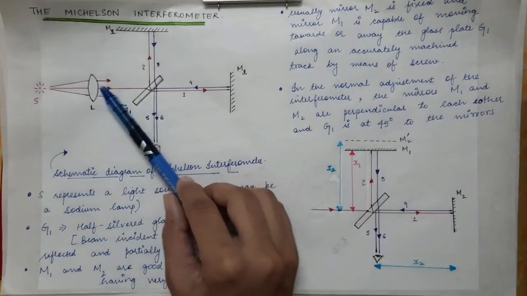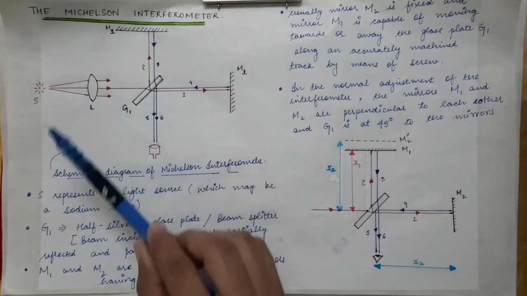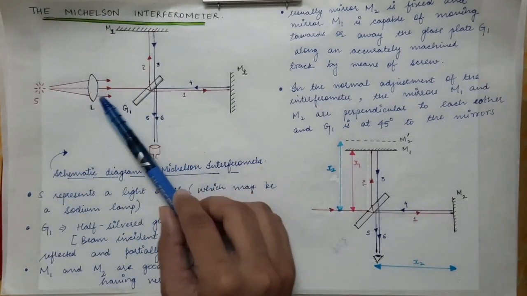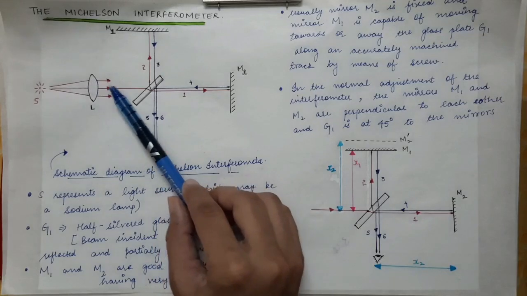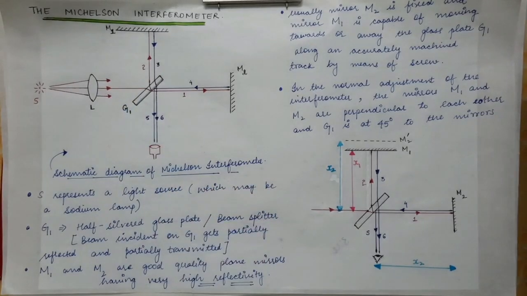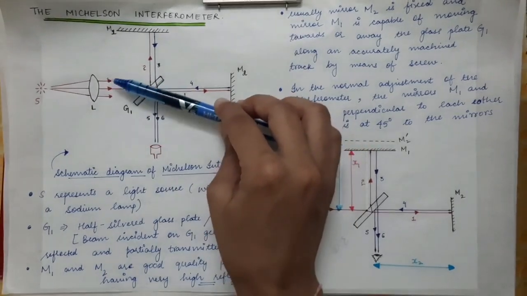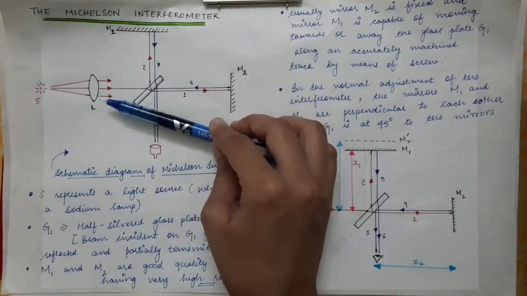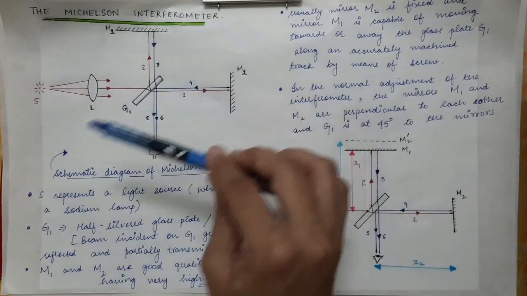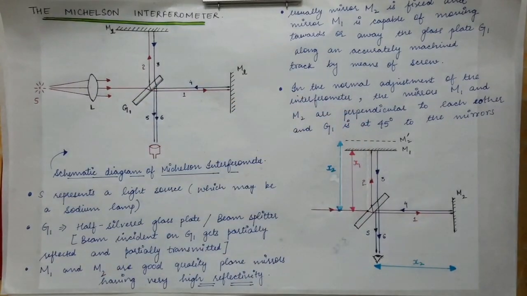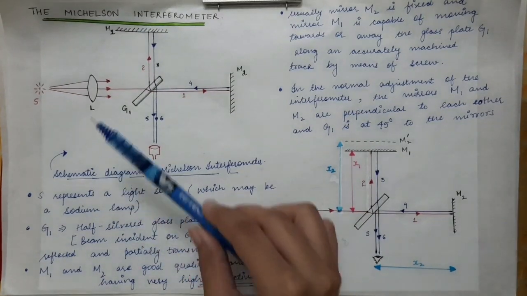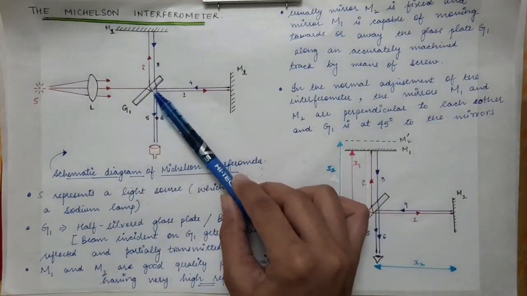So the light which is coming out of this convex lens and getting transmitted, these rays will not be parallel to each other. Only parallel rays are shown over here. So the rays will be parallel, as well as falling at particular angles. These rays will fall on the glass plate.